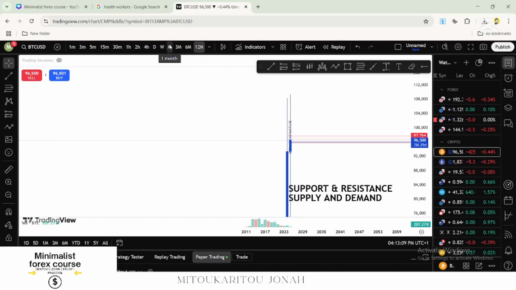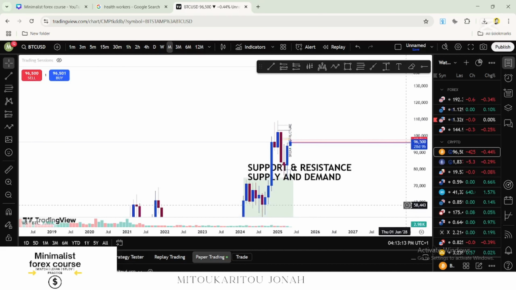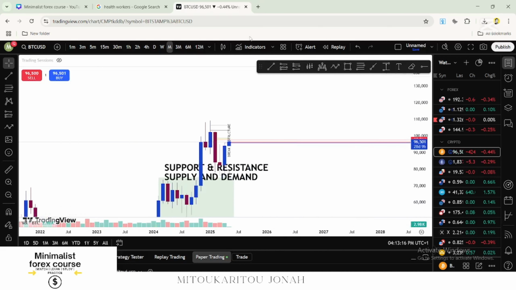So if you come all the way down to the monthly candle, it means each candle burns for a month. So every candle takes a whole month to complete. This is a monthly candle. The month just started. You still have 28 days and 9 hours to go.